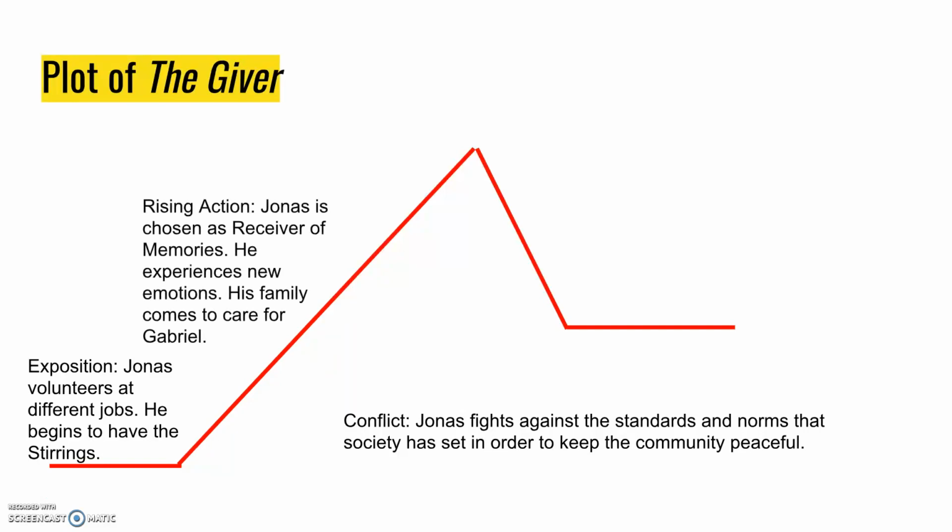One of the inciting incidents that begins all of this action is when Jonas is chosen as receiver of memories. Throughout this part of the novel, he is experiencing new emotions. He's learning and he's growing into the person that he needs to be when that climax, that turning point, hits. Another major event that happens during this is that his family comes to care for Gabriel, this baby. He forms a bond with this baby, and this brings us to the climax of the story.